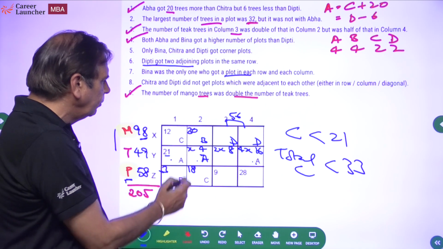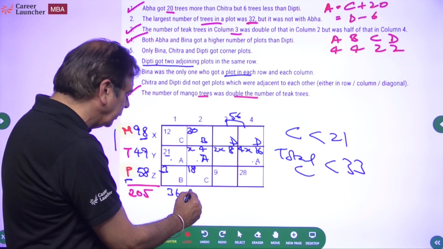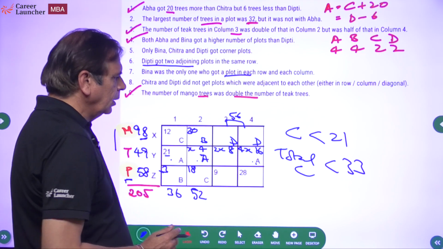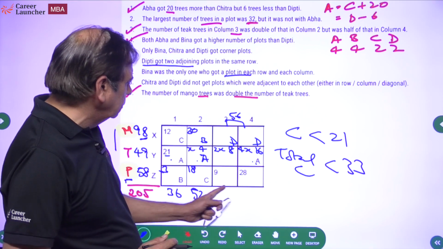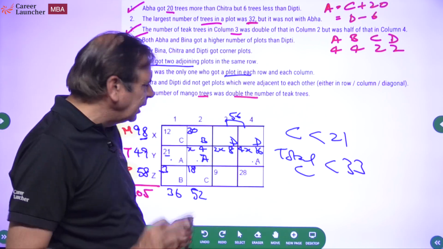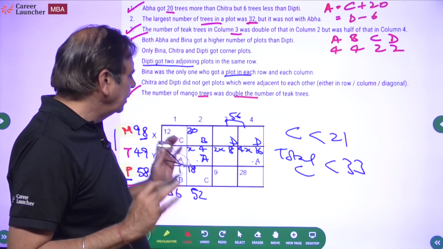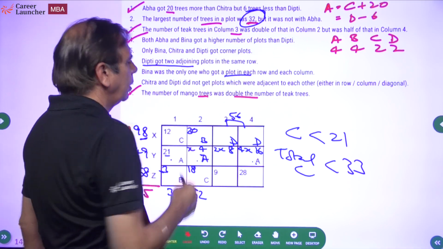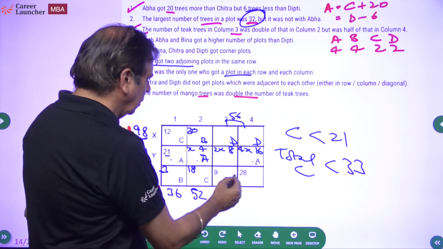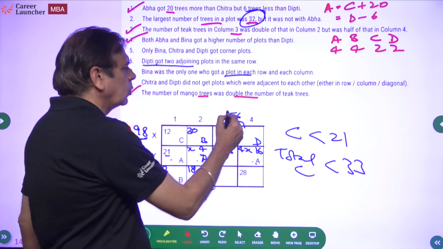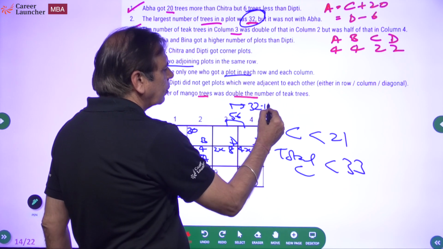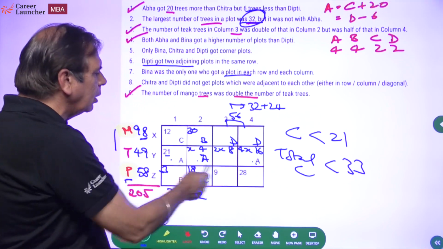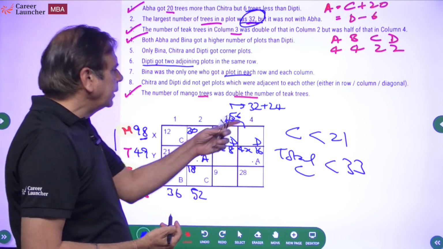How many trees in column 2? 30, 34, 44, 52. Column 3 and column 4 is what we need to look at. I'm not bothered about who has these trees. I think it is irrelevant for me. Only thing I'm interested in is the number of trees. Now we know that the highest number of trees was 32. So look at this table. 32 has to come somewhere. So what will this 56 be? It will be 32 plus 24. That is the only way it will fit in. Otherwise, none of the columns will have 32. If you look at all these columns, 32 is missing. So 32 plus 24.